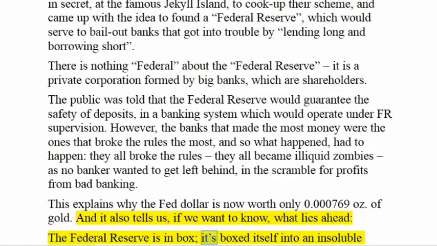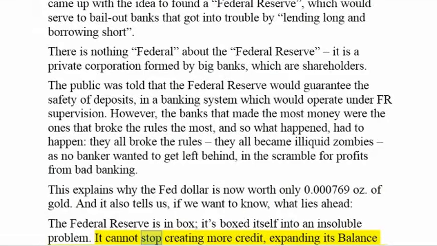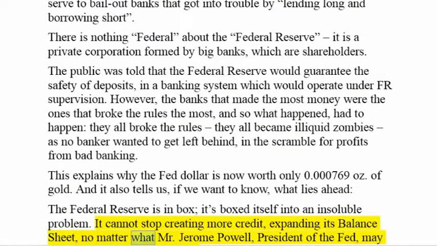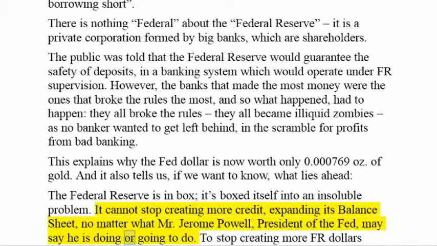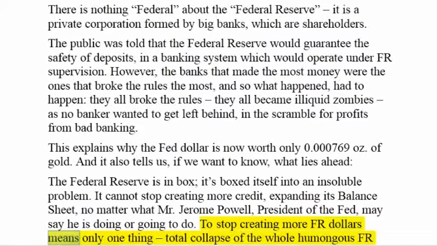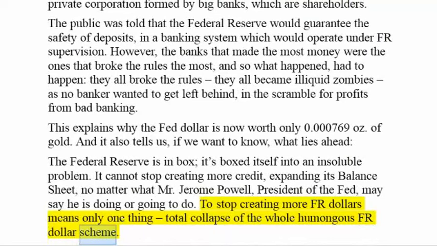And it also tells us, if we want to know, what lies ahead. The Federal Reserve is in a box. It's boxed itself into an insoluble problem. It cannot stop creating more credit, expanding its balance sheet, no matter what Mr. Jerome Powell, president of the Fed, may say he is doing or going to do. To stop creating more FR dollars means only one thing, total collapse of the whole humongous FR dollar scheme.